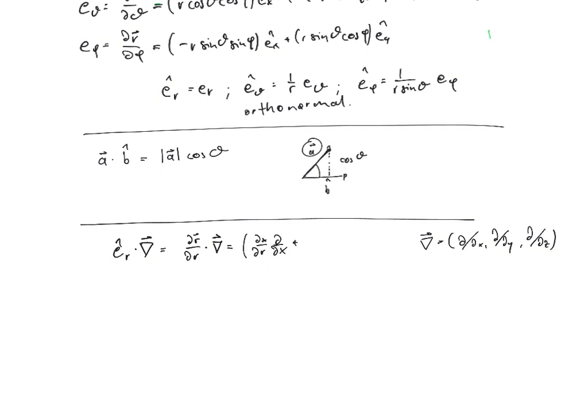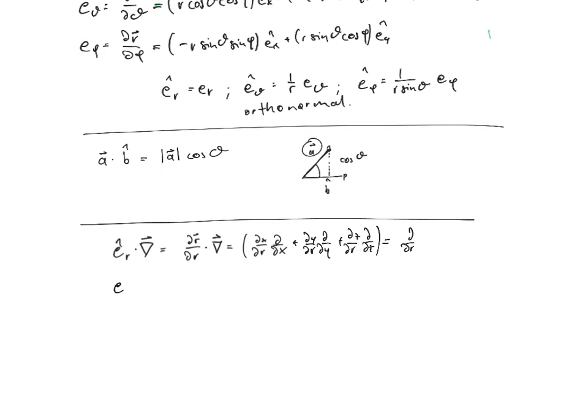Then I go on, so I get dy over dr, d over dy, plus dz over dr, d over dz. And then I realize that this is nothing else than a chain rule. So the dx, dx, dy, dy, dz, dz cancel, and what I end up with is d over dr. This is the gradient in the r direction, the first component of our new gradient operator, or nabla operator.